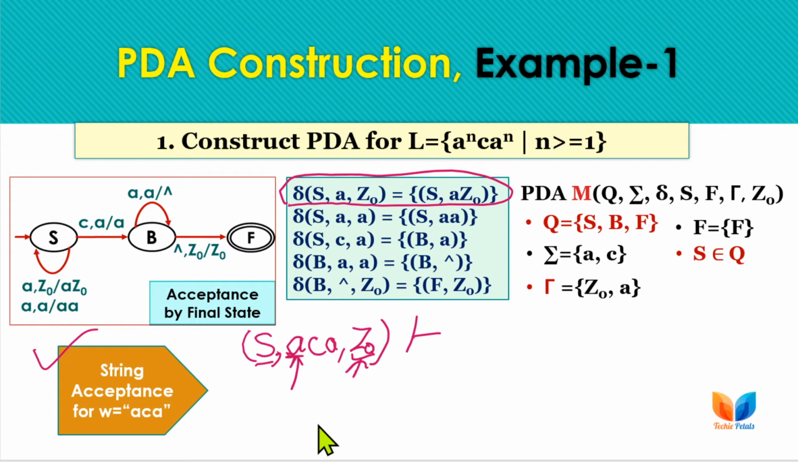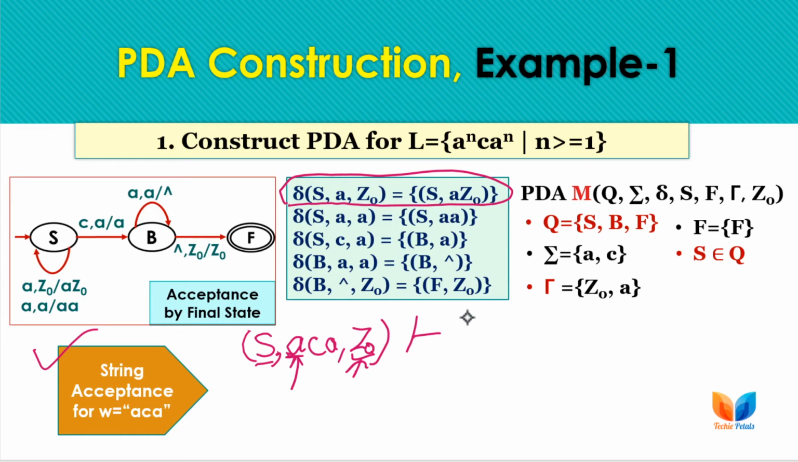is Z0. This is very much similar to the sentential form of grammar, as we were moving from one sentential form to another sentential form by application of a grammar production rule. So here we are moving from one ID to another ID by application of one of the transitions. This symbol represents moving from one ID to another ID, and it will represent the transition.